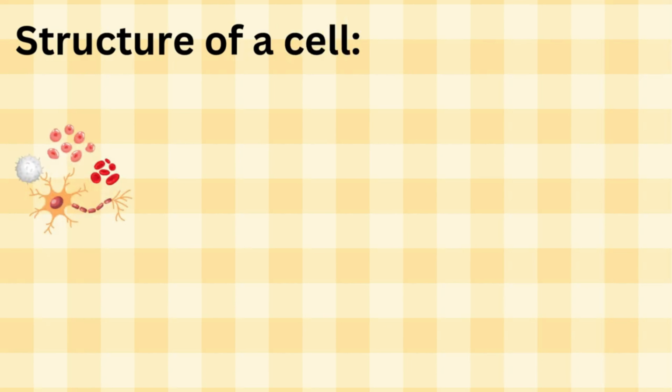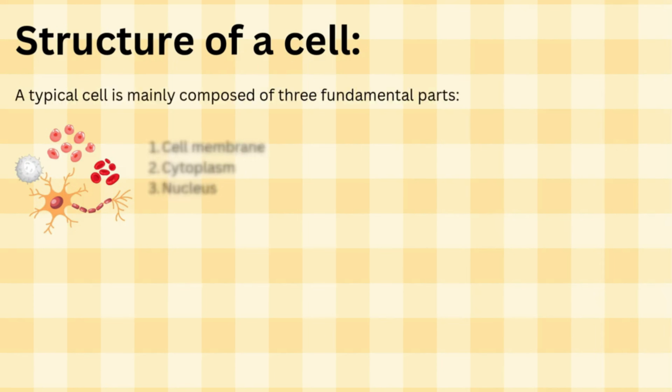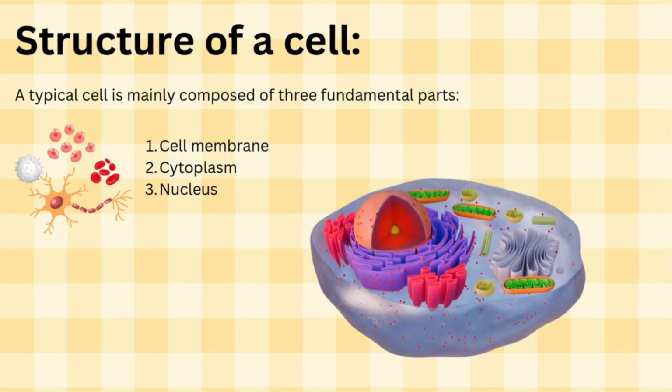Now, let's talk about the structure of the cell. Although cells vary in shape and size, most of them share a basic structural organization. A typical cell is mainly composed of three fundamental parts. In simple terms, the outer part is the cell membrane, the middle region is the cytoplasm, and the innermost part is the nucleus. Now let's briefly understand each of these components one by one.